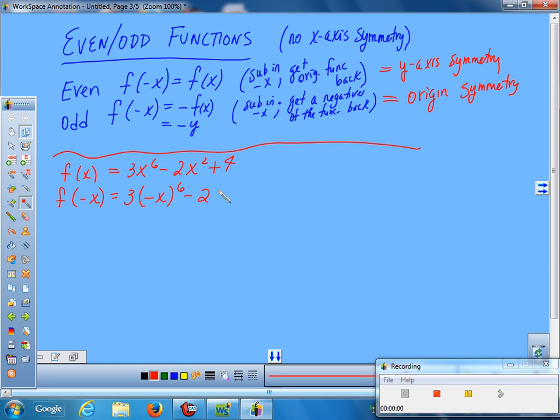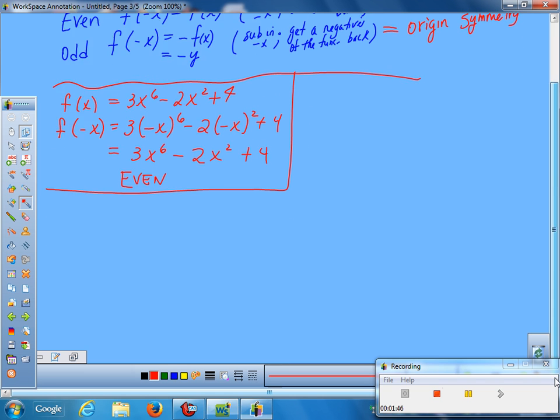Now, you will get faster at this once you see the patterns. What's going to happen when I take it to the 6th power? It's going to be positive, isn't it? And here, when I square that x, it's going to stay positive, so I'm going to keep a negative 2x squared. Okay, so did I get the same function back? That's the same exact thing, isn't it? So, therefore, it's what? Even. It is even. This is some advanced algebra skills in graphing.